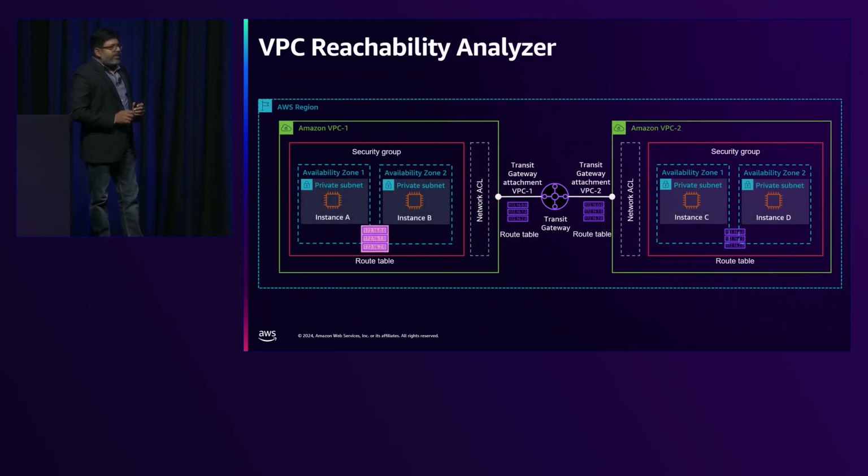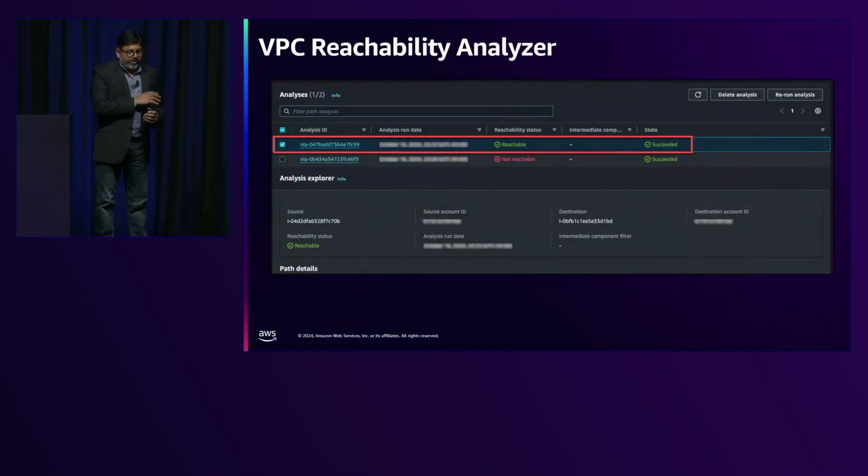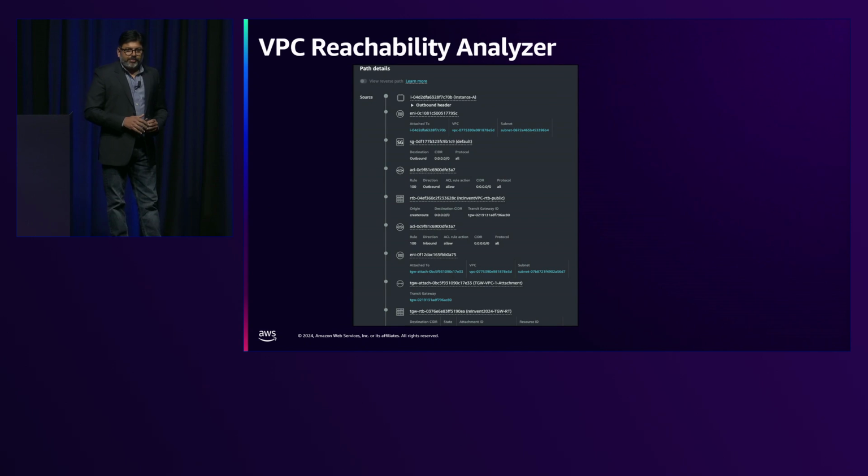So if we look at our architecture, this is the route table which was causing the problem. We can fix that problem and rerun the analysis. This time you will see that VPC Reachability Analyzer tells you that both instances are reachable. And if you go to the path detail, you will get all the hops without any issue.